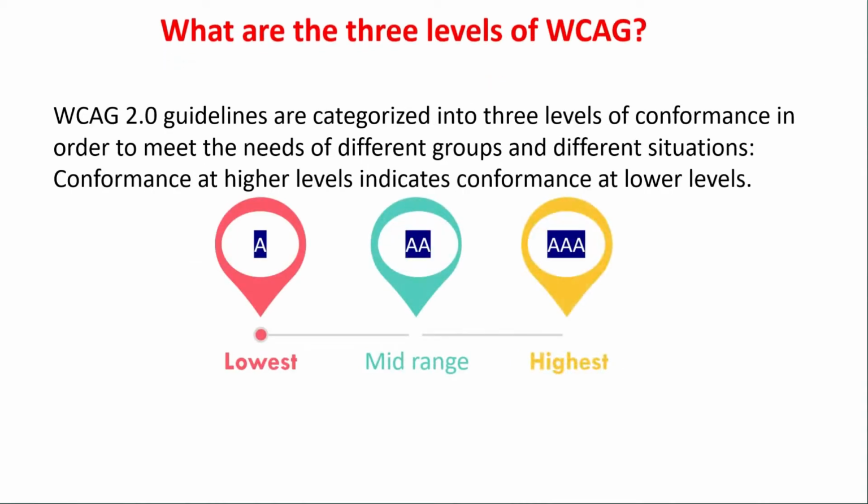What are the 3 levels of WCAG? WCAG 2.0 guidelines are categorized into 3 levels of conformance in order to meet the needs of different groups and different situations. Conformance at higher levels indicates conformance at lower levels. A, lowest. AA, mid-range. AAA, highest.